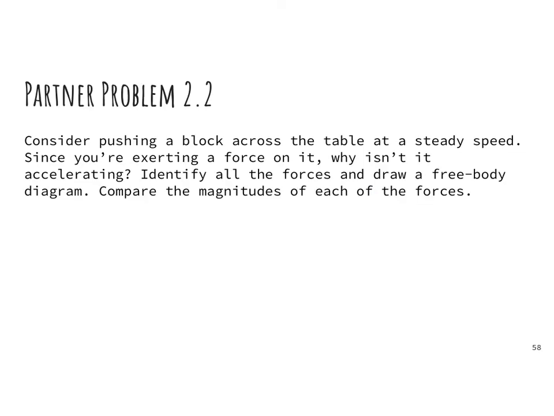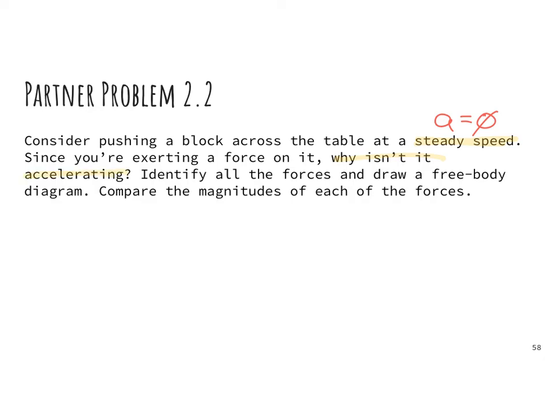All right, so you've got a partner problem that you should try setting up with your partner, and I'll just walk you through it a little bit. It says, consider pushing a block across the table at a steady speed. And of course, anytime we say steady speed, we know that means acceleration equals 0. We'll actually do a lab on pushing and pulling blocks a little bit later. Since you're exerting a force on it, why isn't it accelerating? Think about why it's not accelerating.